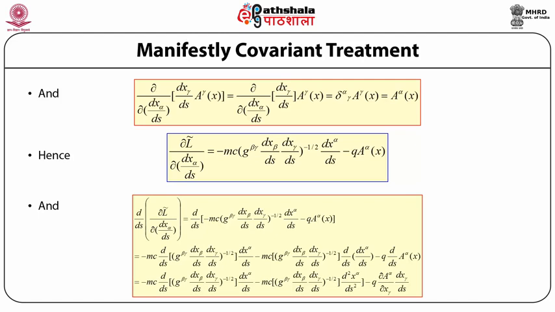minus q d/ds A_α(x), and minus mc d/ds of g_βγ (dx^β/ds)(dx^γ/ds) raised to power minus half dx^α/ds minus mc g_βγ (dx^β/ds)(dx^γ/ds) raised to power minus half d²x^α/ds² minus q ∂A_α/∂x^γ into dx^γ/ds.